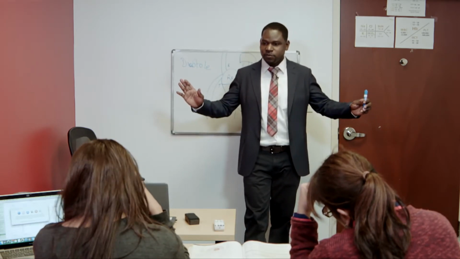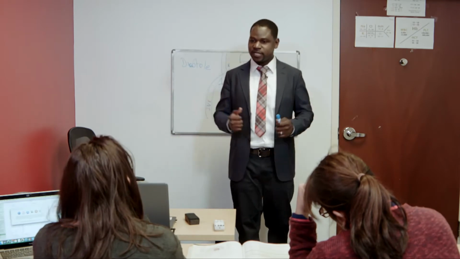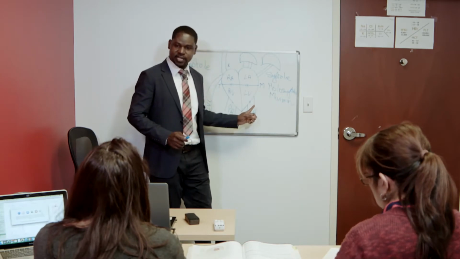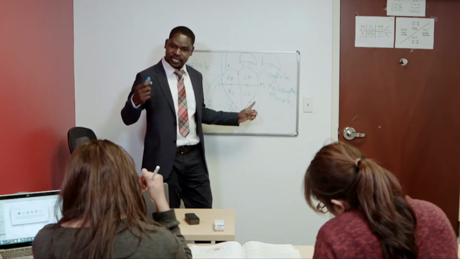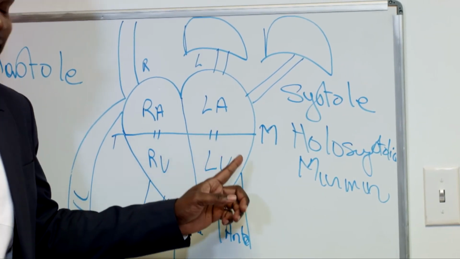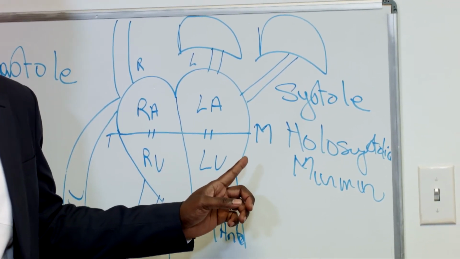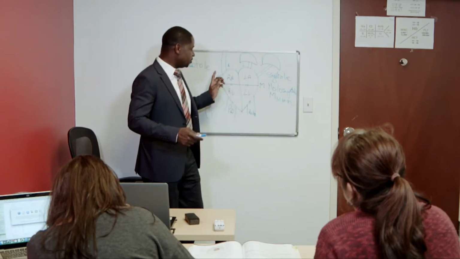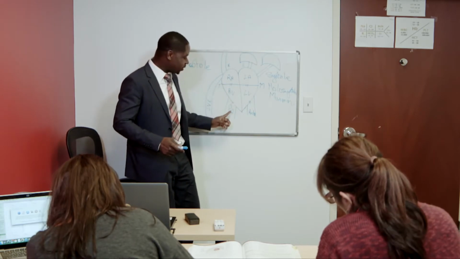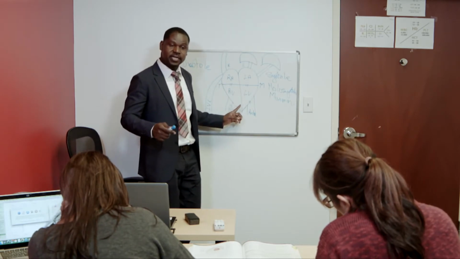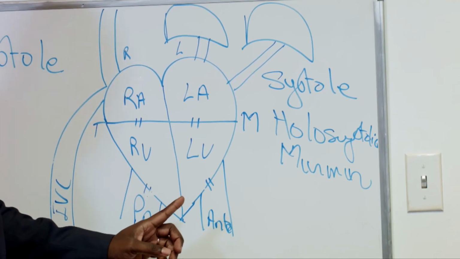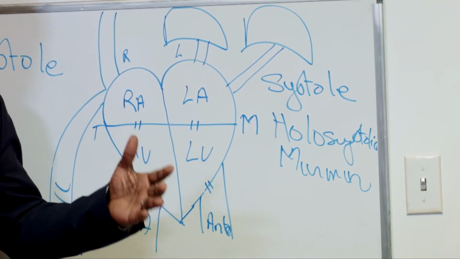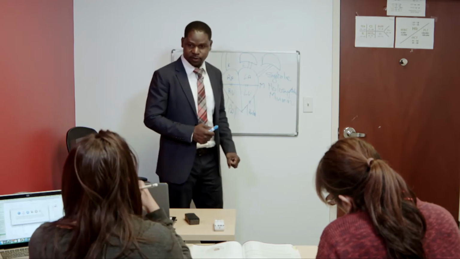Now we're pretty much done with systolic murmurs. We have aortic stenosis, a systolic murmur where you're going to hear an ejection click. And we have mitral regurgitation, a systolic murmur where you're going to hear a holosystolic murmur. The same thing on the right side: pulmonary stenosis, you're going to hear an ejection click, and tricuspid regurgitation, you're going to hear a holosystolic murmur.